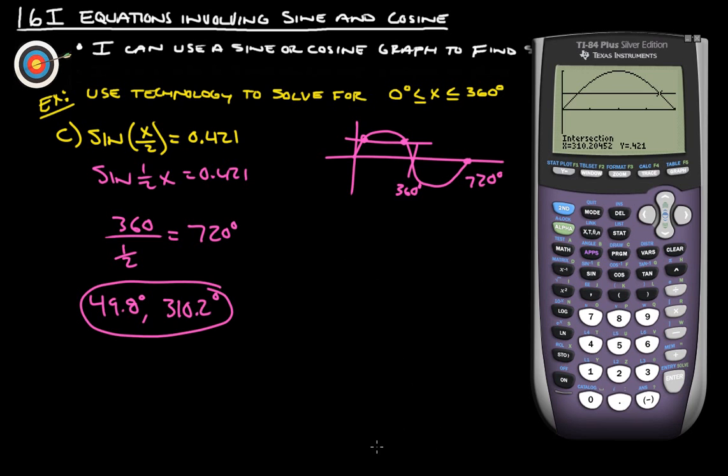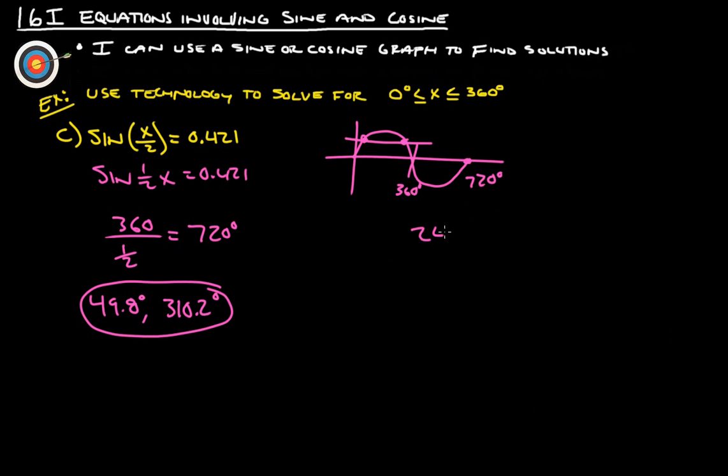Now, if we're going to do it without the calculator, we're still going to do second sine of 0.421, and that gives us 24.9. But that is x over 2, not just plain old x. So we'd have to multiply both sides by 2. And we multiply 24.9 by 2, and we magically get 49.8.